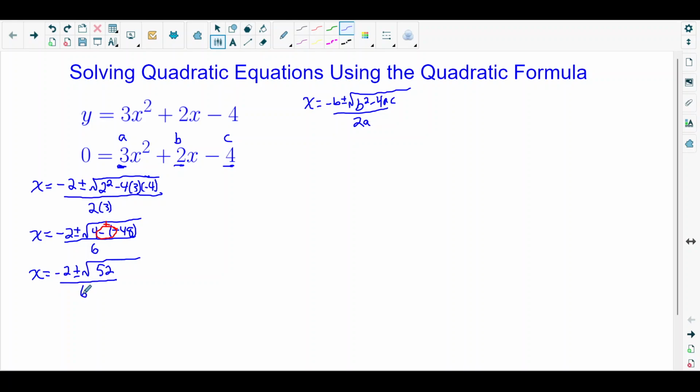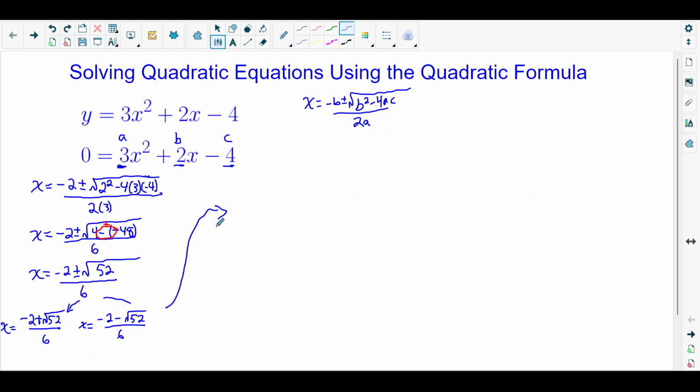Again, if you feel comfortable at this stage going to your calculator, plugging the whole thing in all in one go, then by all means go ahead. I'm going to split this off into two parts here. So we'll have a positive part and a negative part. When I say positive, I guess I mean we're adding the radical. So we'll do negative 2 plus the square root of 52, divided by 6. And then we'll also have negative 2 minus the square root of 52, and all of that will be divided by 6. So this is x equals this, and also x equals this.